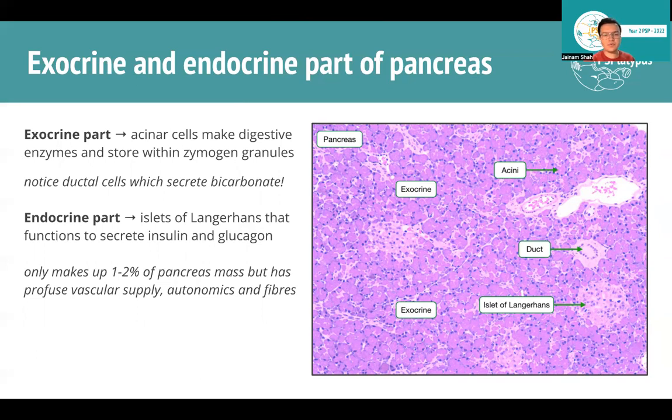You also have the endocrine part, which is the islet of Langerhans, essentially. It contains the alpha, beta, as well as a couple of extra cells. The main function is to secrete insulin and glucagon to control blood glucose levels, amongst other things. The cool thing is that the endocrine part only makes up about 1 to 2% of the mass of the pancreas, but it has way more vascular supply, autonomics, and fibers. And again, that makes sense because these are hormones, right? They need to be released out into the blood to all the cells in the body. So it needs to have a lot of vascular supply, and a lot of information feeding into it via nerves. So this all makes sense.